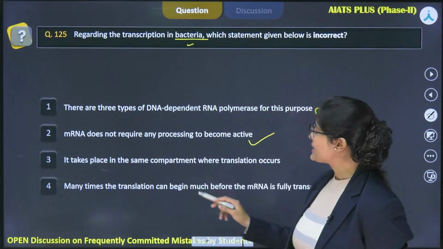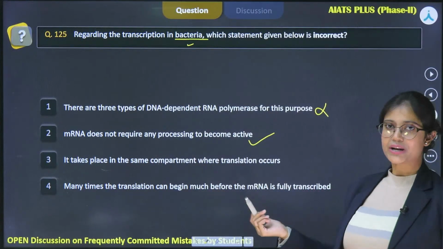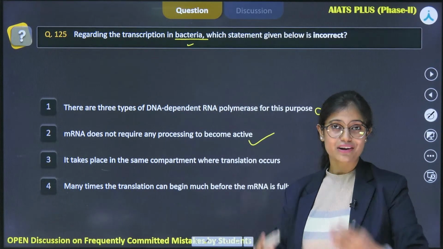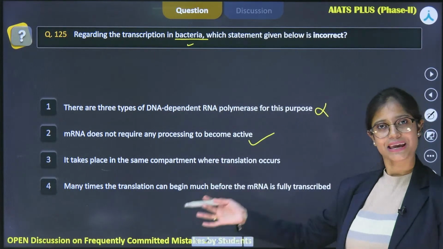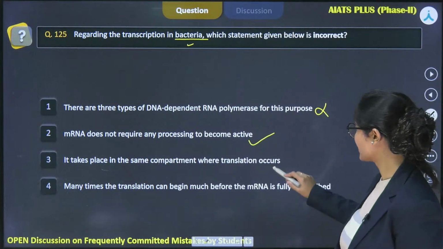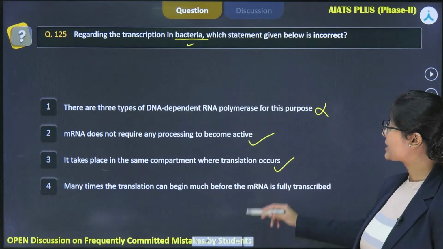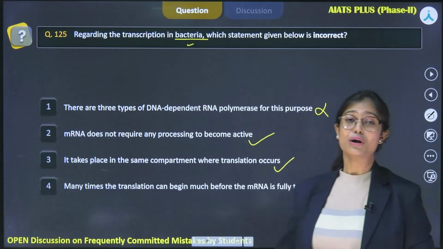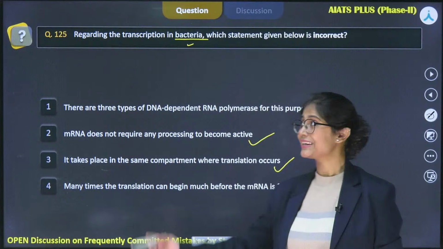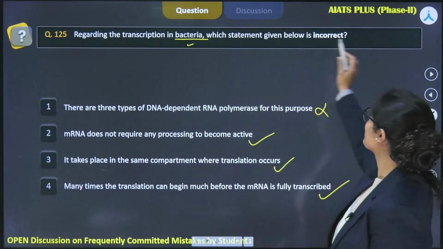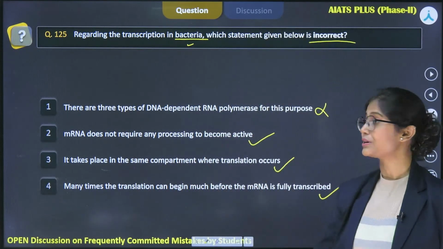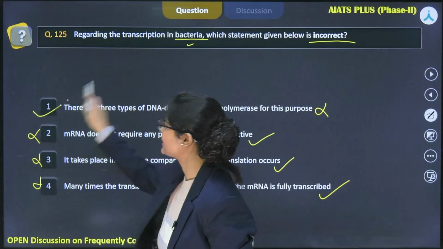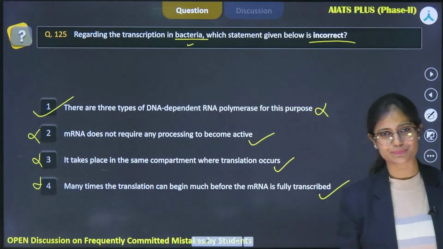Statement 3, it takes place in the same compartment where translation occurs. Obviously, no compartmentalization is present in the prokaryotic organism. So, दोनों चीज़ एक ही जगह पर होगी, that is cytoplasm. Next one is, many times the translation can begin much before the mRNA is fully transcribed. So, yes, it is obviously true because कोई modification तो चाहिए नहीं in bacteria में, तो इसलिए as the question is talking about the incorrect statement, so here we can rule out option 2, 3 and 4 and hit the correct answer, that is option 1.